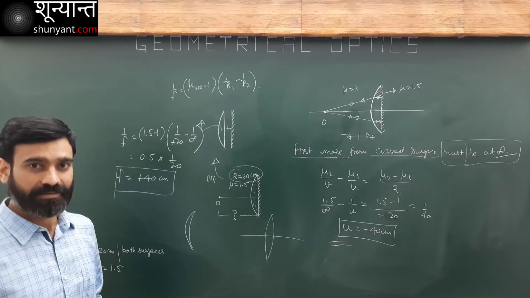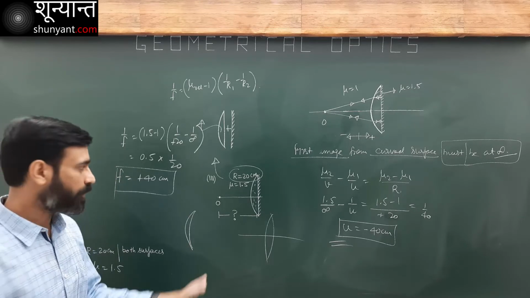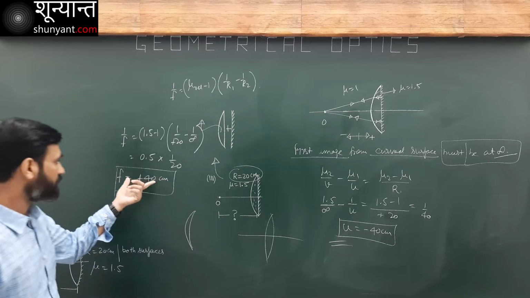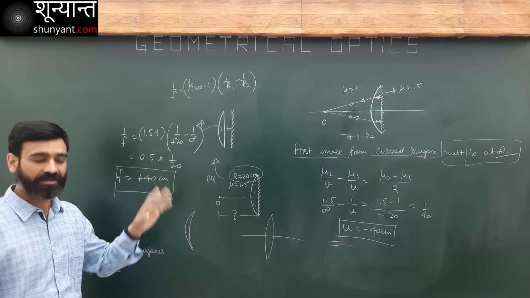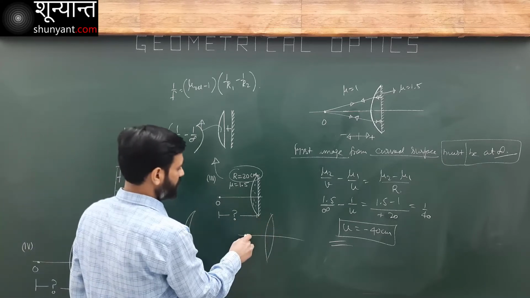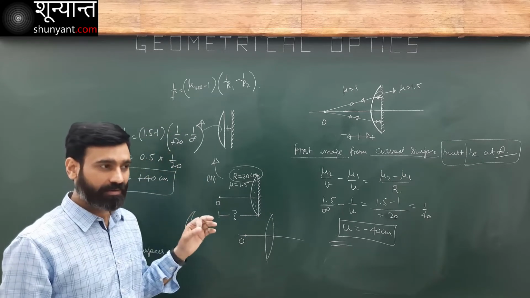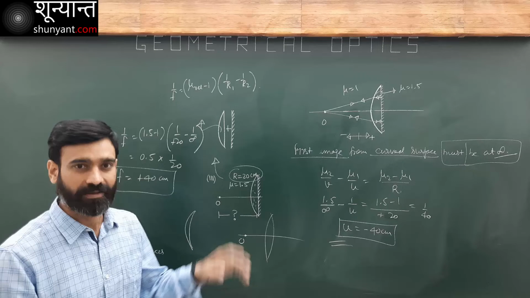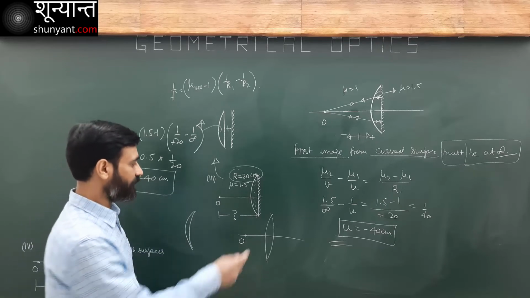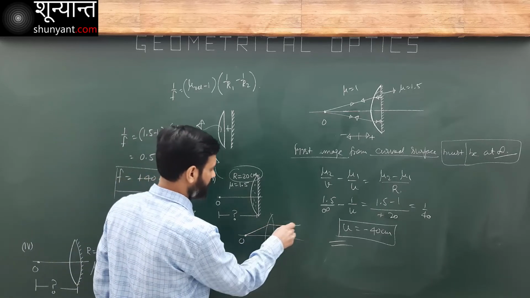Do you understand this? Okay. Do not bother about the shape. Bother about this: it is positive, that means it is converging. That's it. I have this converging lens, and I have one object here. I want its image to be at infinity. Where should I keep it? Obviously, I should keep it at its focus.